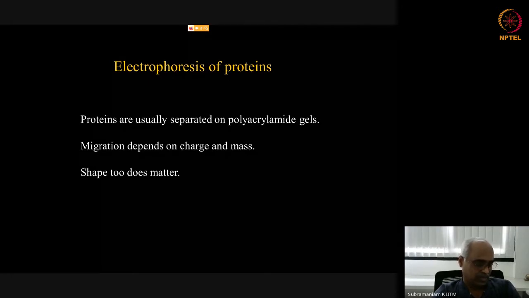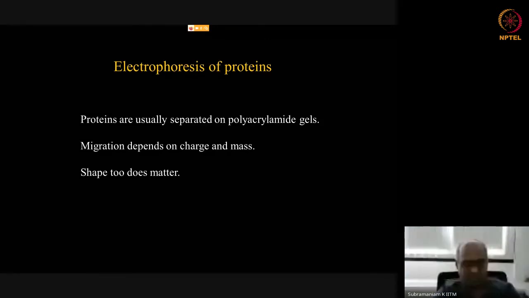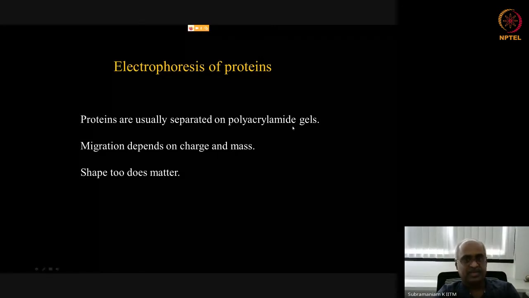So shape does matter, but we do a modification to the protein shape such that eventually, in the most commonly used version of polyacrylamide gel, what matters is the charge by mass ratio. That is, for unit mass, how much charge is present. So that is what is going to determine it. And therefore, it is actually the molecular weight. The molecular size of the protein is the sole property based on which proteins are going to be separated in this certain variation of the polyacrylamide gel. So that is what we are going to learn now.